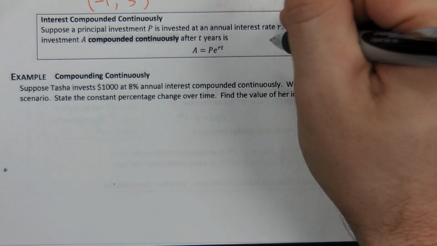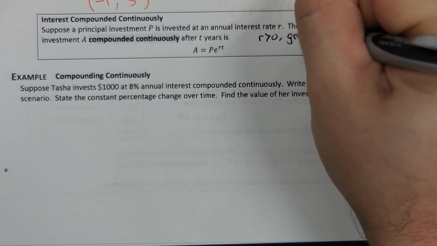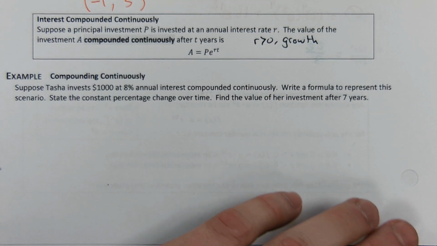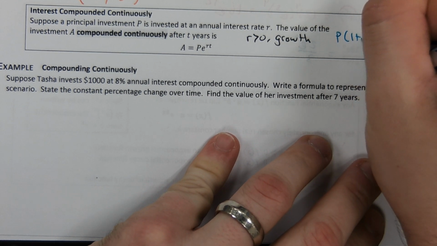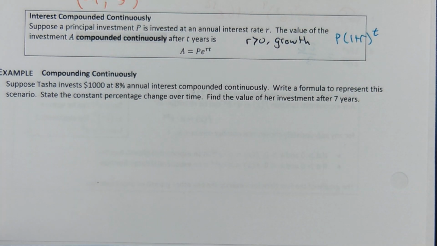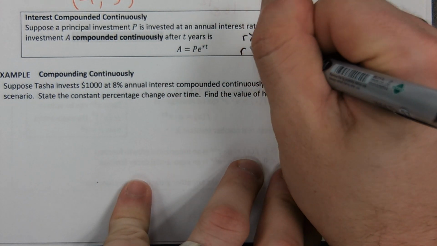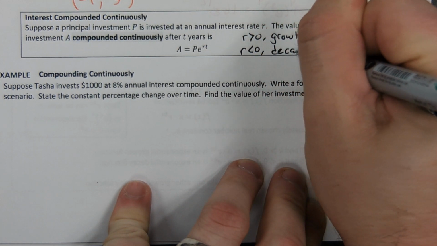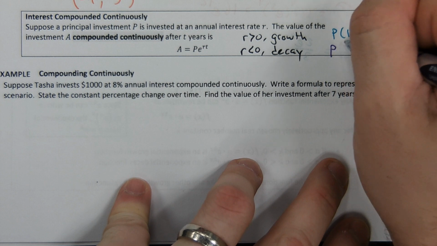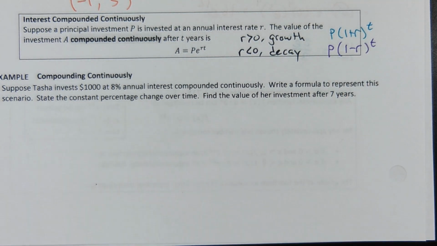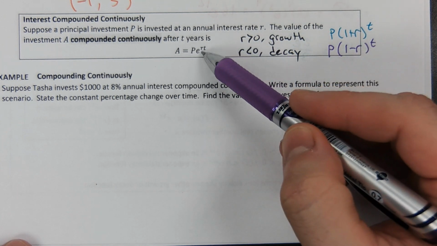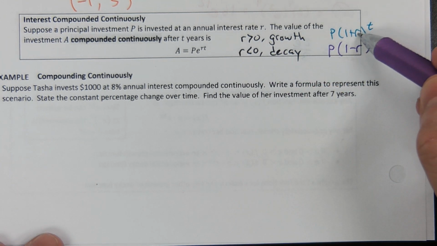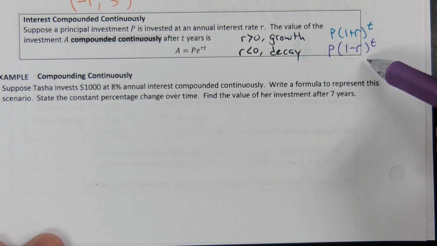And remember, if r is positive, growth. And remember that growth is represented by this. So our e to the r would actually be equal to 1 plus r. And if our rate is negative, then it's decay. And decay is represented by 1 minus r to the t. So our e to the r would be represented by 1 minus r. These r's are not this r. This is continuous r. These are yearly r. You have to be able to keep those straight.